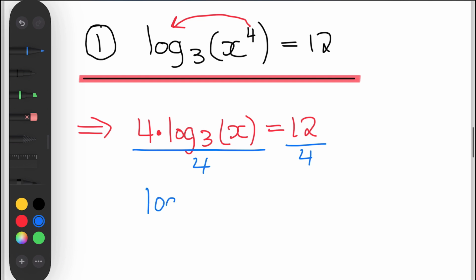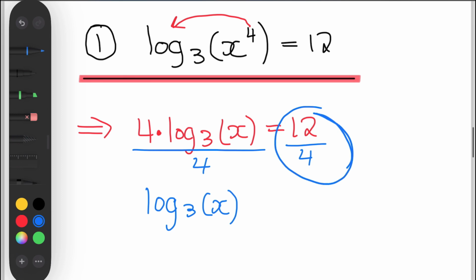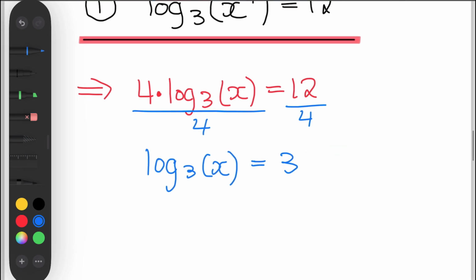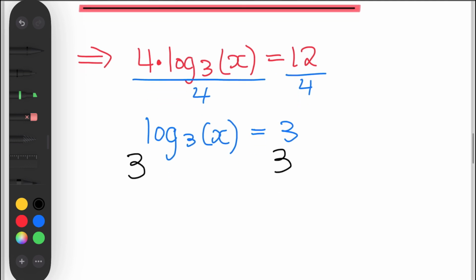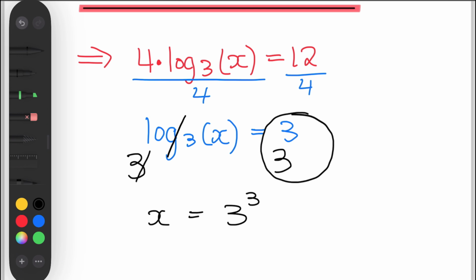And I'm going to have log to the base 3 of x. And 12 divided by 4 is simply equal to 3. And now that I have this, in order to remove the log on this side, all I need to do is use a base of 3. And what I do on one side, I also have to do on the other. And using the base of 3, because I'm dealing with a log of base 3, they will end up cancelling each other like that. And I'm going to have x is equal to 3 to the power of 3 because of what we have over here.